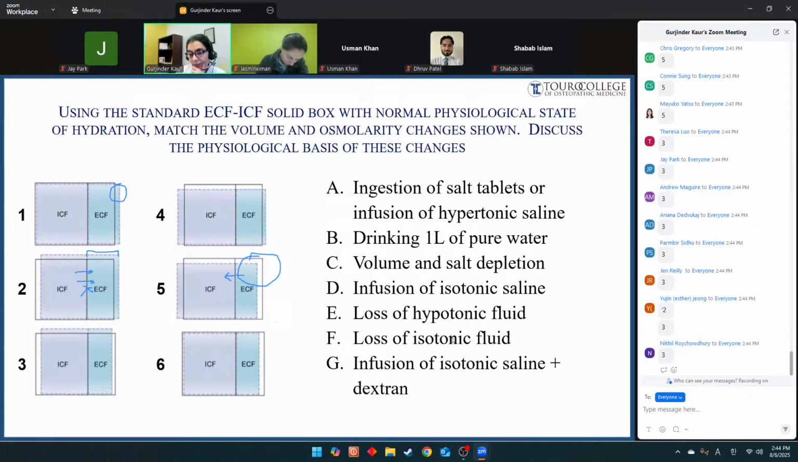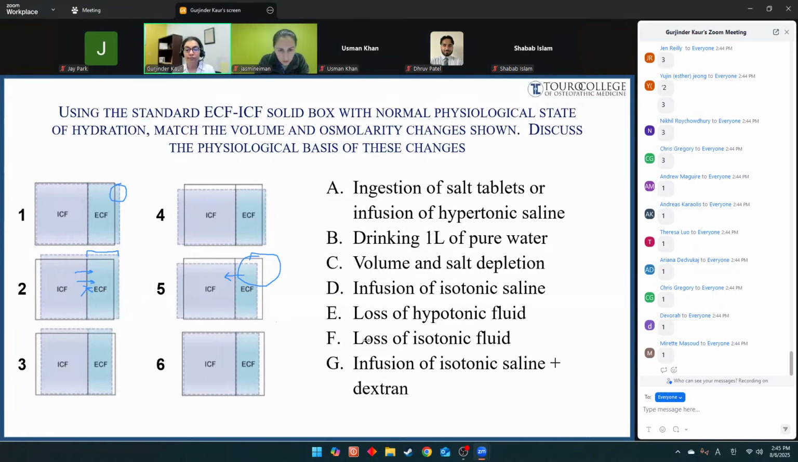Loss of hypotonic fluid. E. Great. 3 is the right answer. Yes. Perfect. We did it just recently. Okay, we lost one point here. Infusion of isotonic saline. D is matching 1. Very nice. So you're just adding isotonic saline. It's not going to bring any osmolarity changes because you have 0.9% saline that you are giving the patient, right?